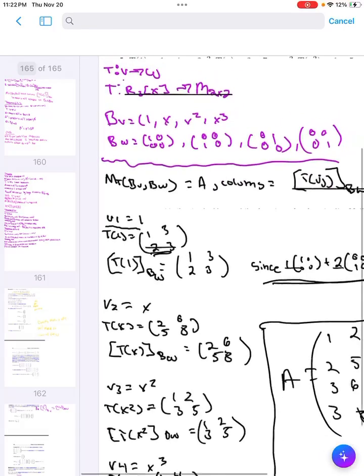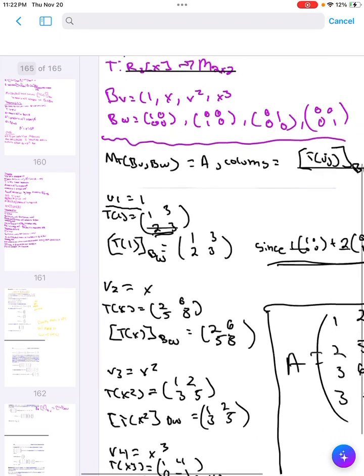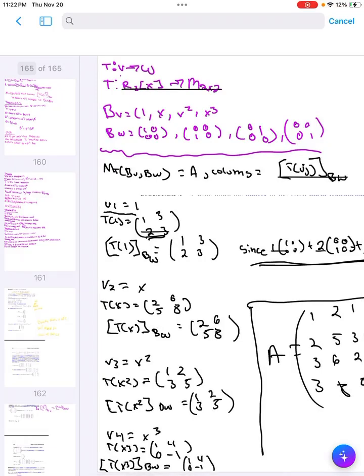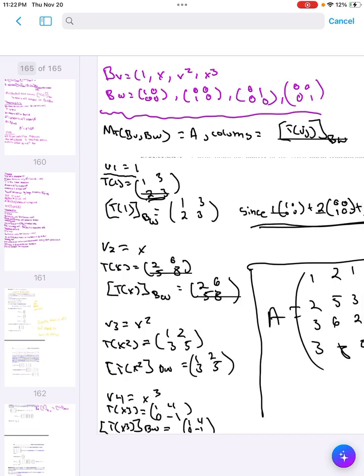So the next standard basis vector is x, and we're given that plugging in x into the transformation gives us this matrix. And so the coordinate vector with respect to the standard basis of 2 by 2 matrices is just going to be the same thing, the 2, 5, 6, and 8. And so the next one is going to be x squared, and we repeat that process with x cubed.